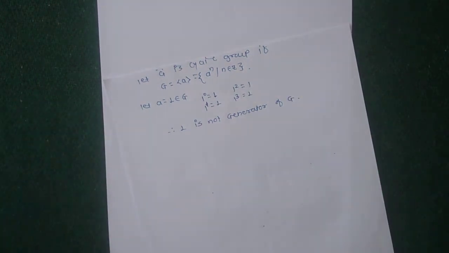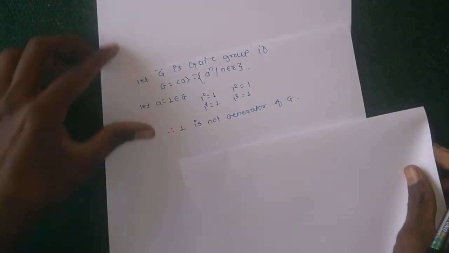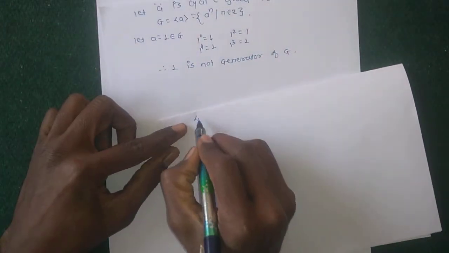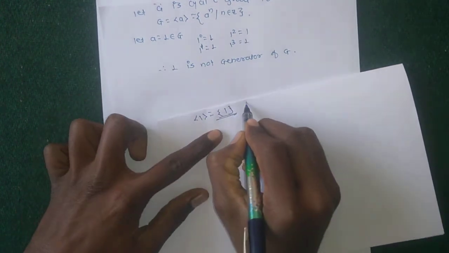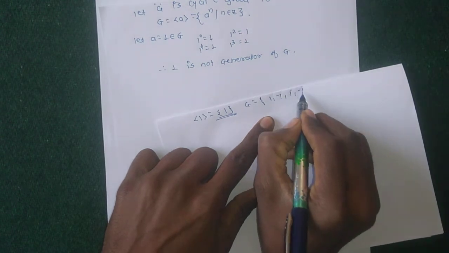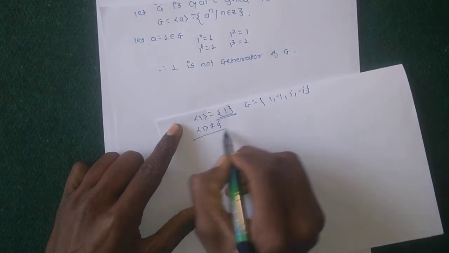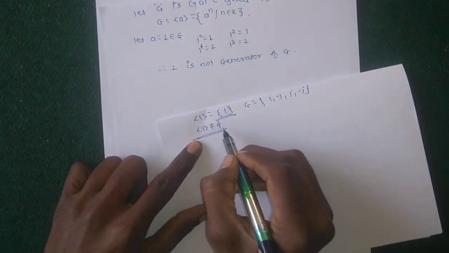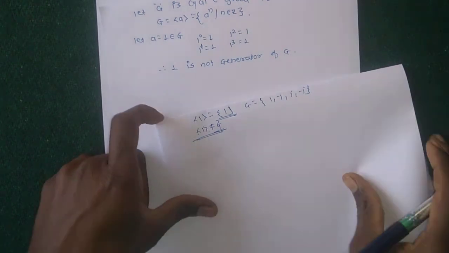Why is this not a generator of G? Because the subgroup generated by 1 contains only one element, the singleton 1, but G contains 4 elements: 1, -1, I and -I. So the group generated by 1 is not equal to G. If the group generated by 1 equalled the given set G, then G would be a cyclic group. Okay, this is the meaning of this statement.